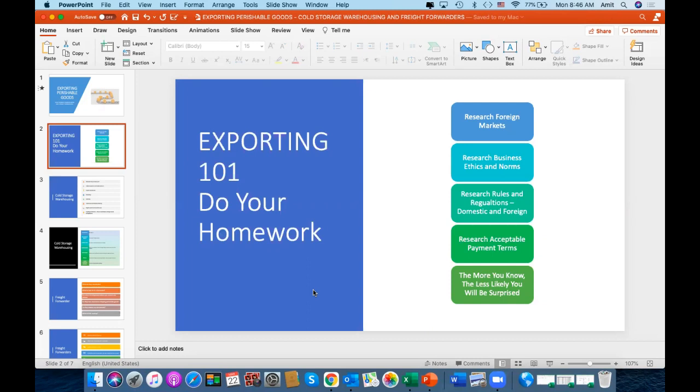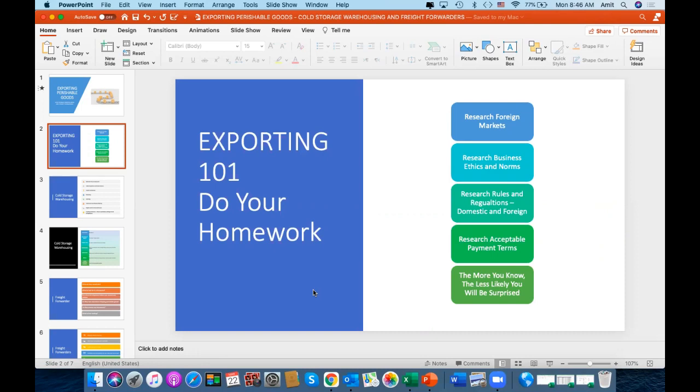Research rules and regulations for both domestic and foreign markets. When you export perishable goods, there are definitely USDA regulations you have to abide by. But each foreign country also has their own rules and regulations. You can go on the FSIS website, which is the USDA website for exports, and look up specific countries, what kind of rules and regulations regarding documentation, regarding labels that may have to be applied on boxes. There are all kinds of little intricacies that you should know and find out about prior to exporting your product.